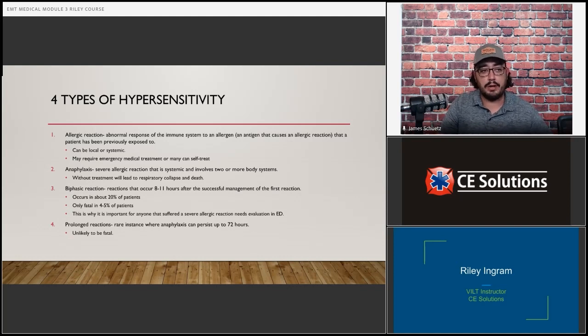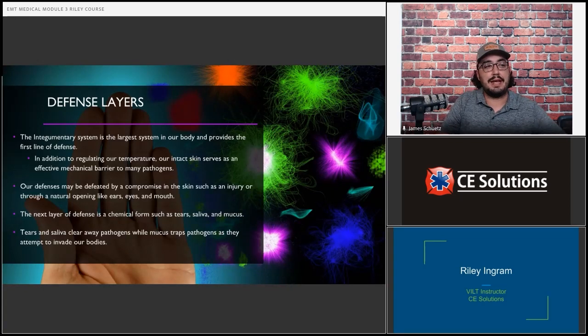Prolonged reactions are a rare instance where anaphylaxis can persist up to 72 hours, unlikely to be fatal at that point, okay? All right, so some defense layers that we've got.